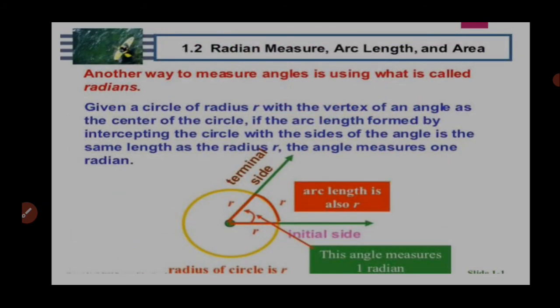Now we'll see the radian measure. For this we need the length of the arc and the area of the sector. Another way to measure angle is using what is called radians. Given a circle of radius r with the vertex of the angle as the center of the circle, if the arc length formed by intercepting the angle with the sides of the angle is the same length as the radius r, then the angle measures 1 radian. Or in simple language, if the arc's length is equal to the radius, then a 1 radian angle is formed.